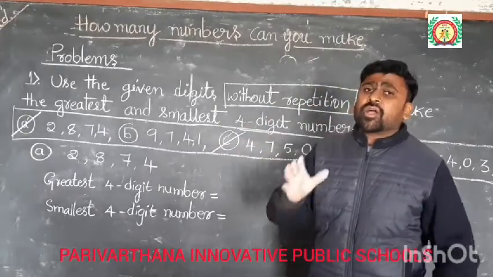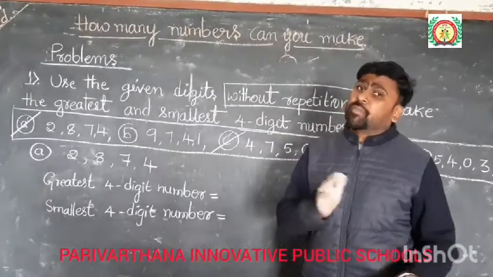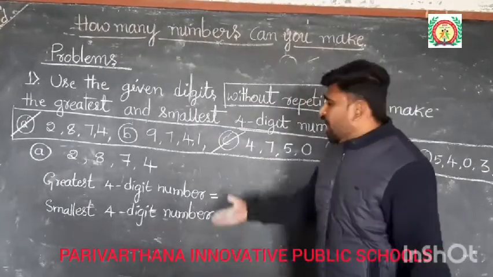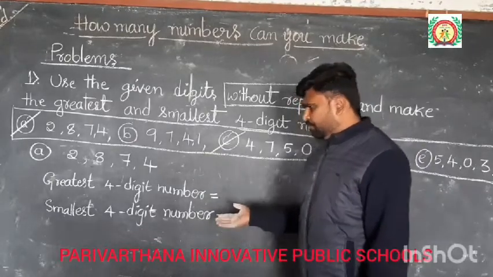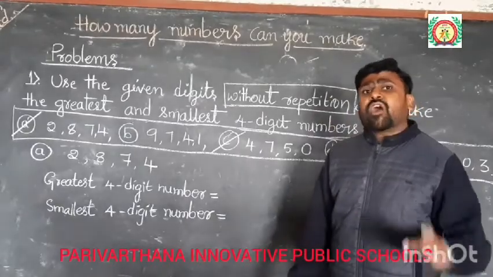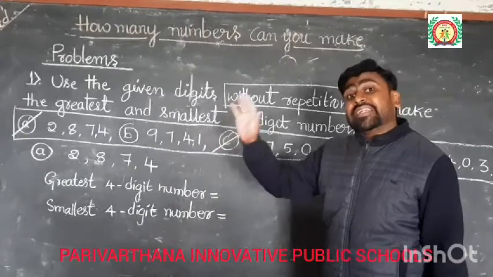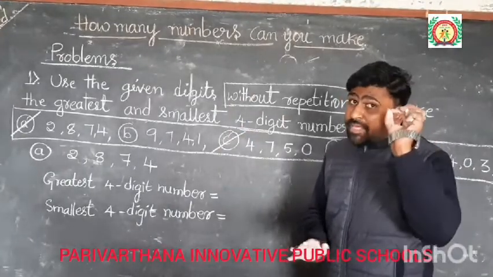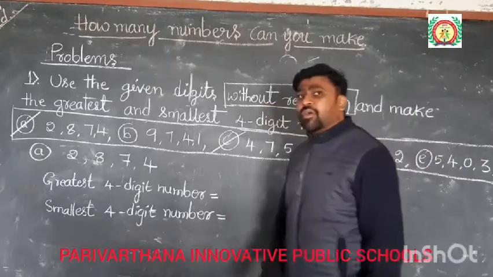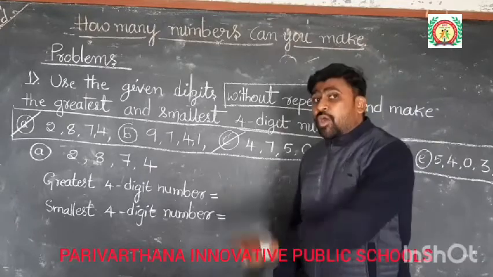Ascending order is nothing but small number to big number. Descending order is nothing but big number to small number. If we arrange like this, automatically we can get the greatest and smallest number. For ascending order, it is the smallest number. For descending order, it is the biggest number. Clear? First we find the greatest number, descending order. Descending order means big number to small number.